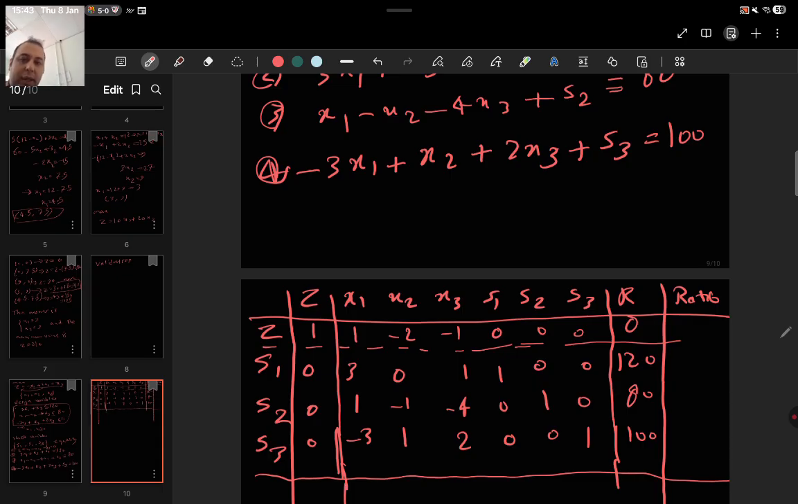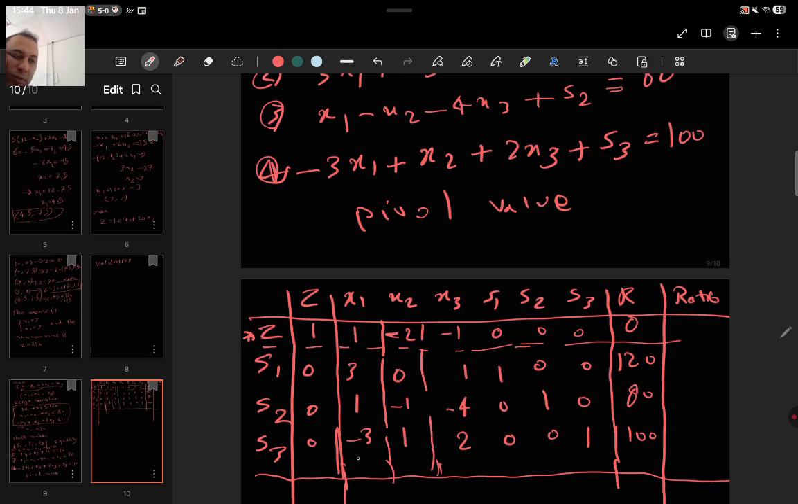Now we have to find the pivot value. To find the pivot value, we have to look at the Z row. In the Z row, the biggest negative is minus 2. So this is my pivot column. Okay, so I look at S1, S2, S3. In the pivot column I have 1, 0, minus 1 and 1.